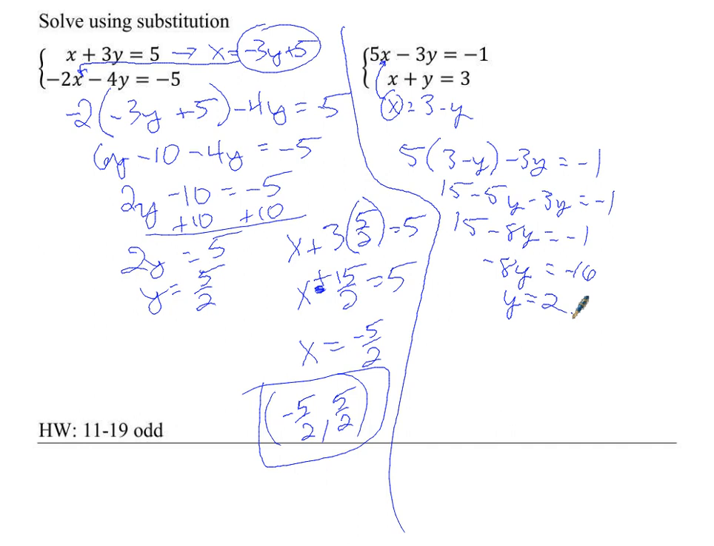Go back up to an original problem. I'll use the bottom equation because that seems pretty easy. x plus 2 equals 3. Subtract 2 from both sides, x equals 1. So my answer then is (1, 2), and you do need to give me an ordered pair as an answer, otherwise it will be wrong.